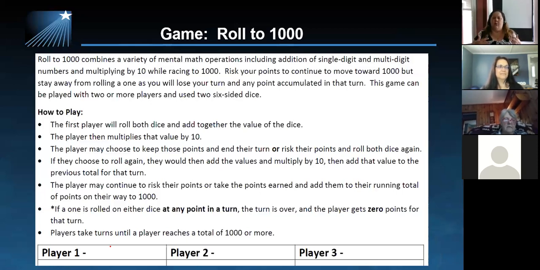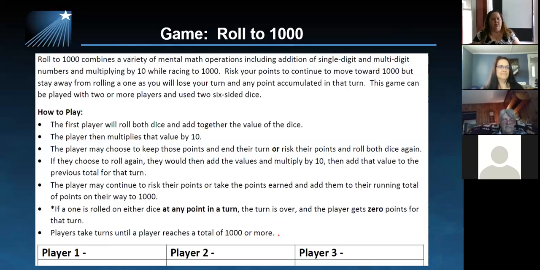So all of this work is being done through mental math, and I'm keeping my running tally of my points underneath my player number. And then you keep going back and forth, and the person who reaches 1,000 or more first is the winner of the game.